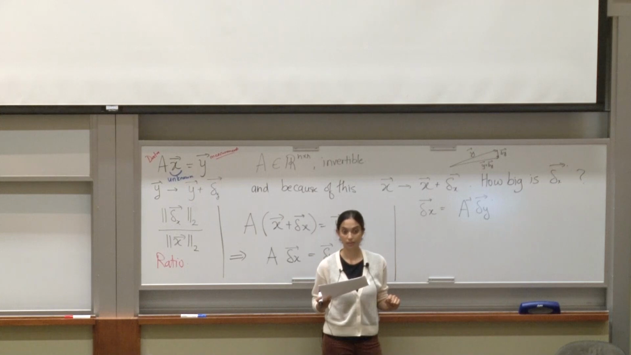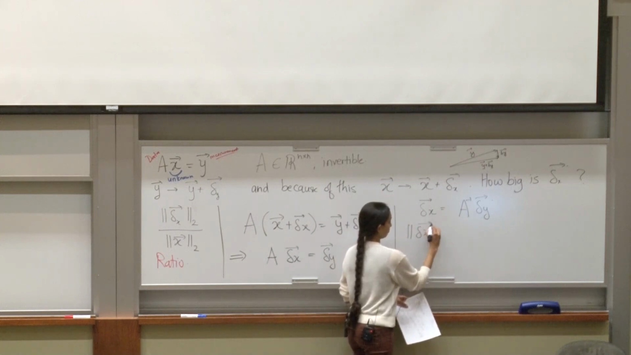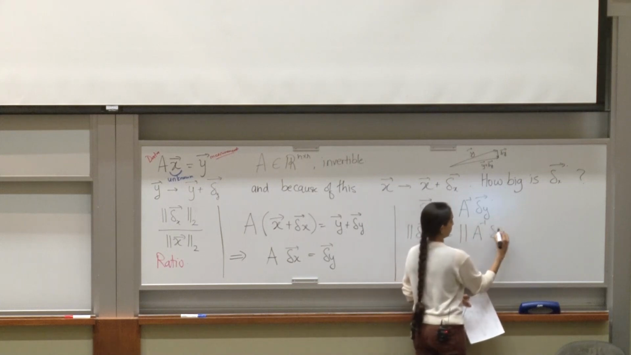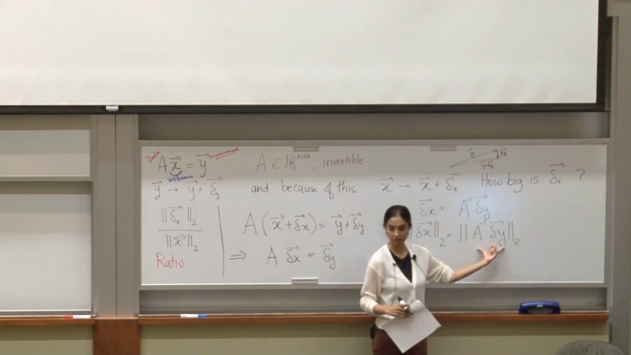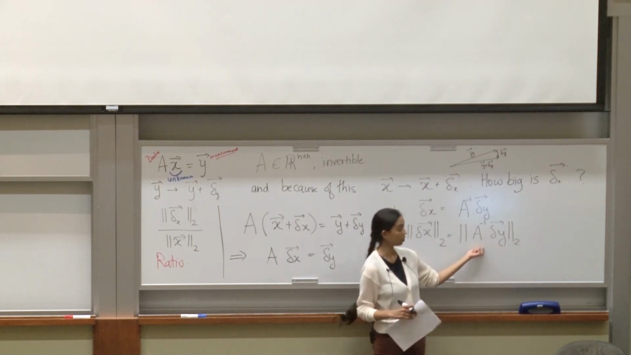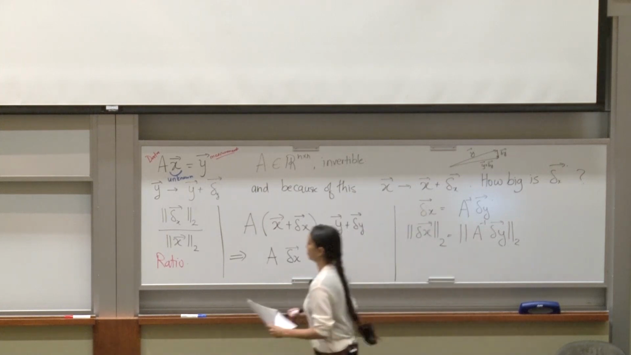Someone? Anyone? Yeah? The matrix norm, right? We've been doing this for a while. So if I think about the 2 norm of delta x, this is equal to the 2 norm of this vector, right? But can we say something about this in terms of the matrix norm of the matrix A inverse? What is the matrix norm? Remember. Recall.